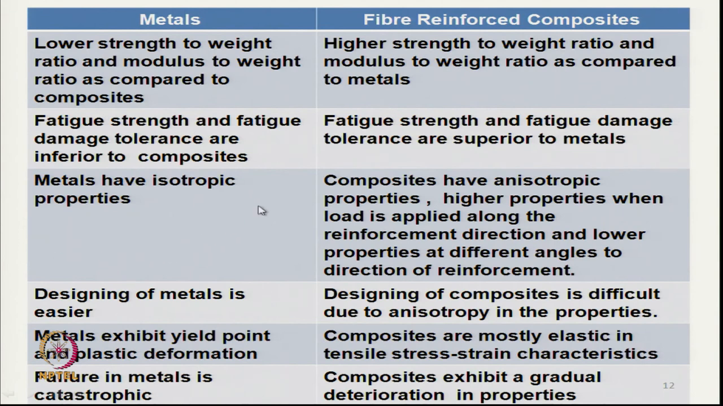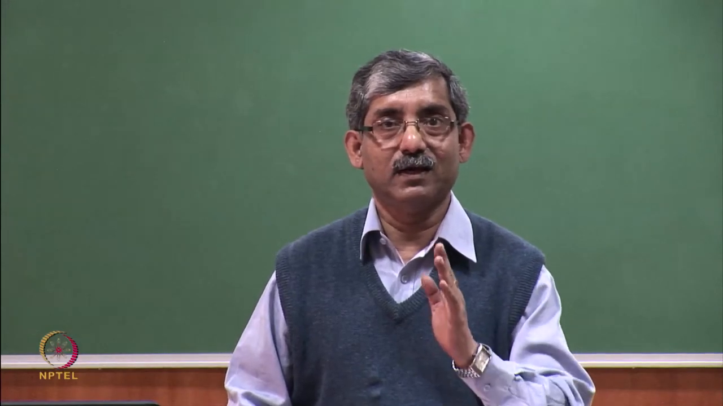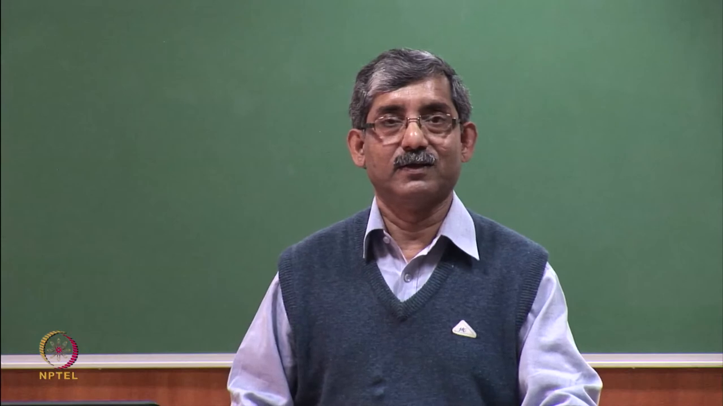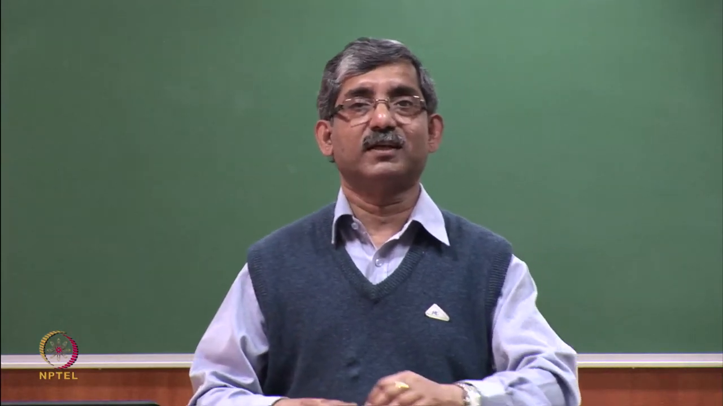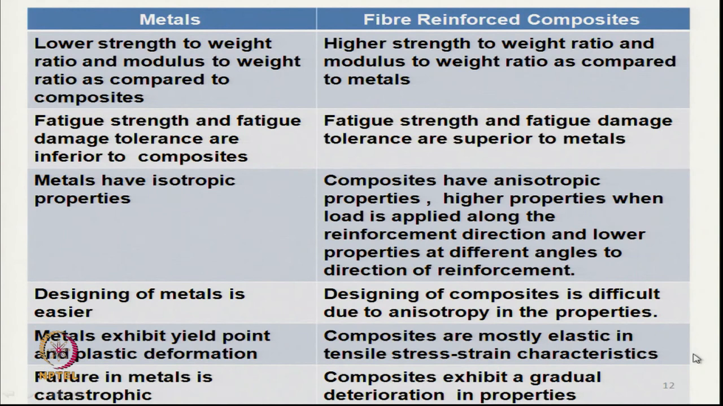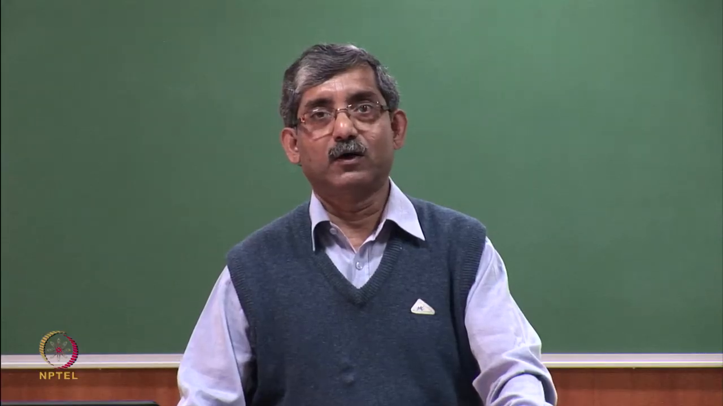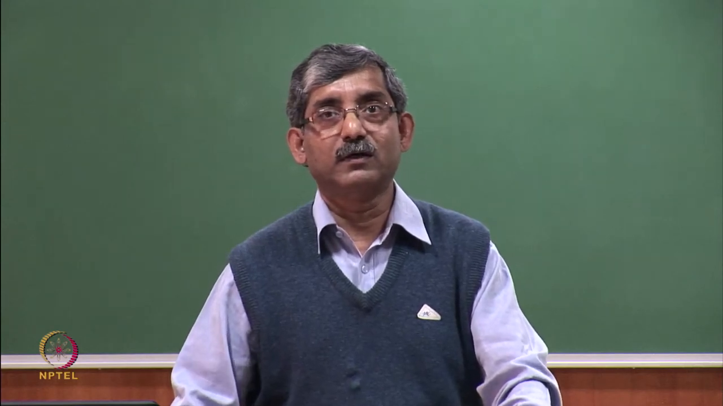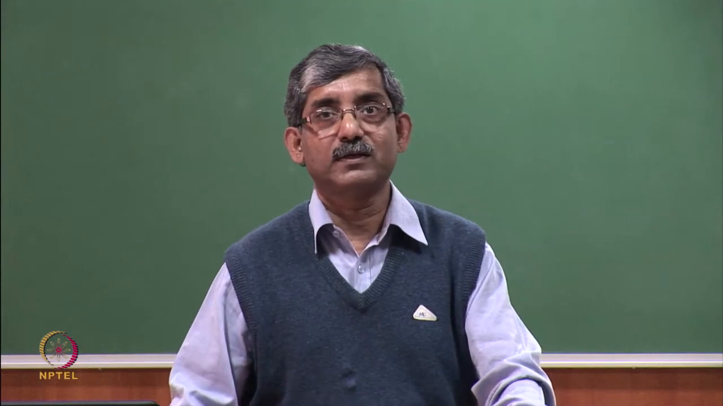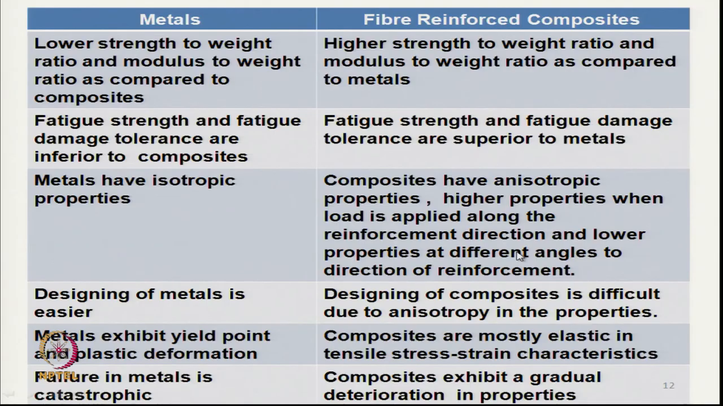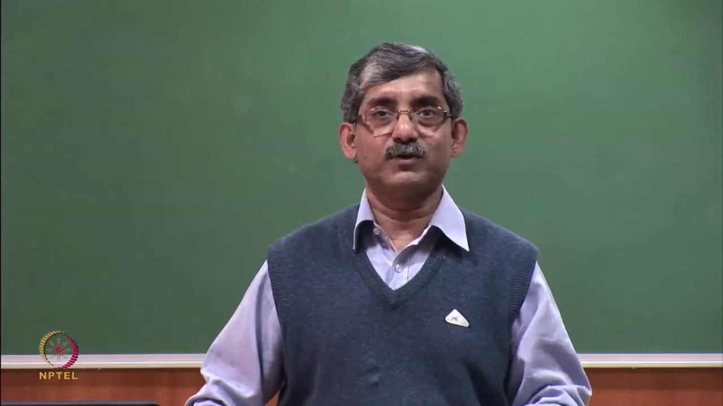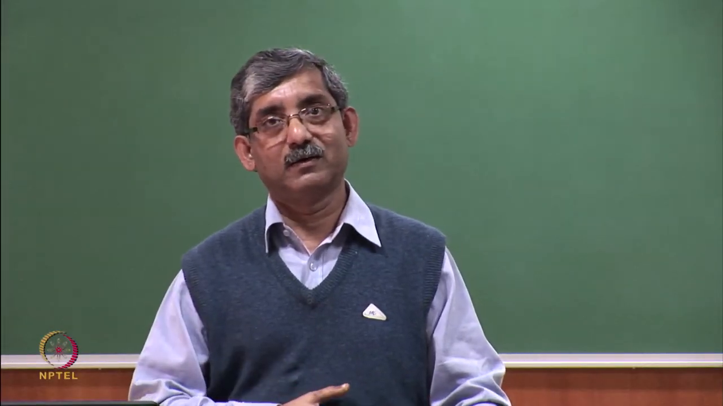Metals have isotropic properties, which is good in some sense, but there are applications where we need strength in a particular direction, and we do not need strength in other directions. Composites have anisotropic properties, with higher properties when load is applied along the reinforcement direction and lower properties at a different angle. So, if we need strength in a particular direction, we have to select composite and orient the reinforcement in that direction.